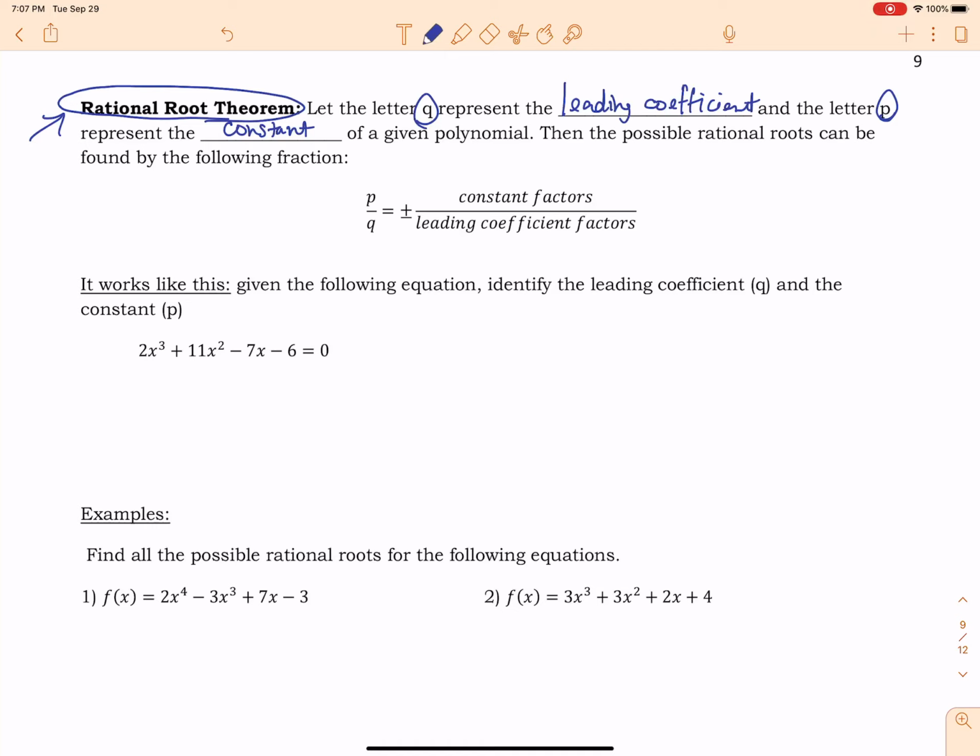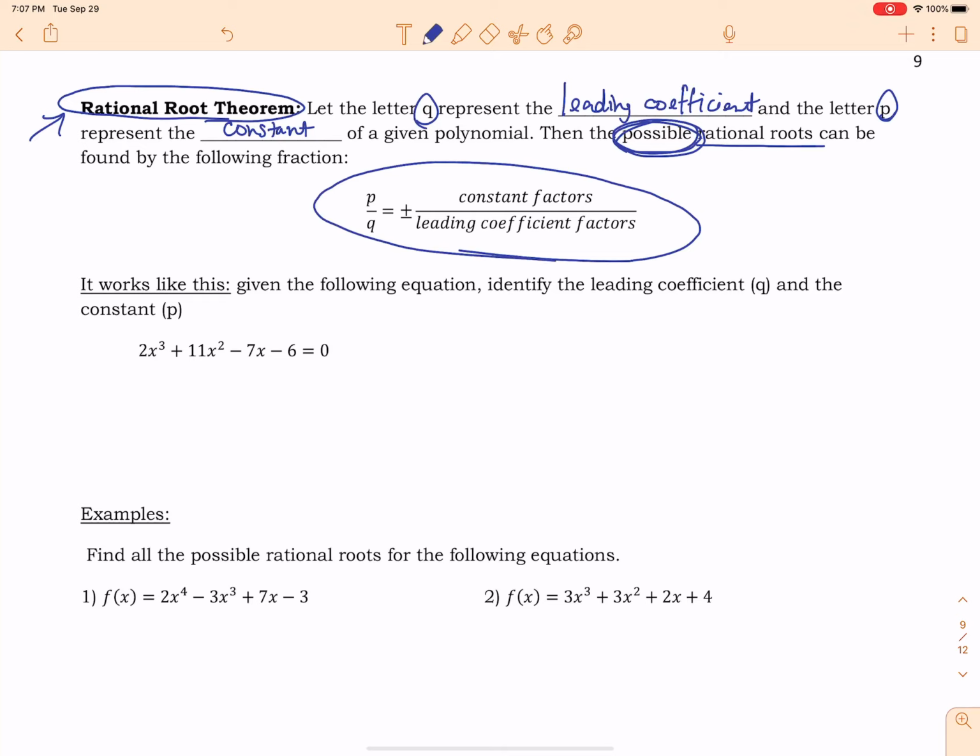Now, if you'll recall in the last video, I told you that the rational root theorem gives you a list of possible rational roots that we can find using the constant and the leading coefficient. So if you look at this fraction right here, I'm going to create a fraction of P over Q. P represents the constant factors and Q represents the leading coefficient factors, and you'll notice it's all plus and minus.